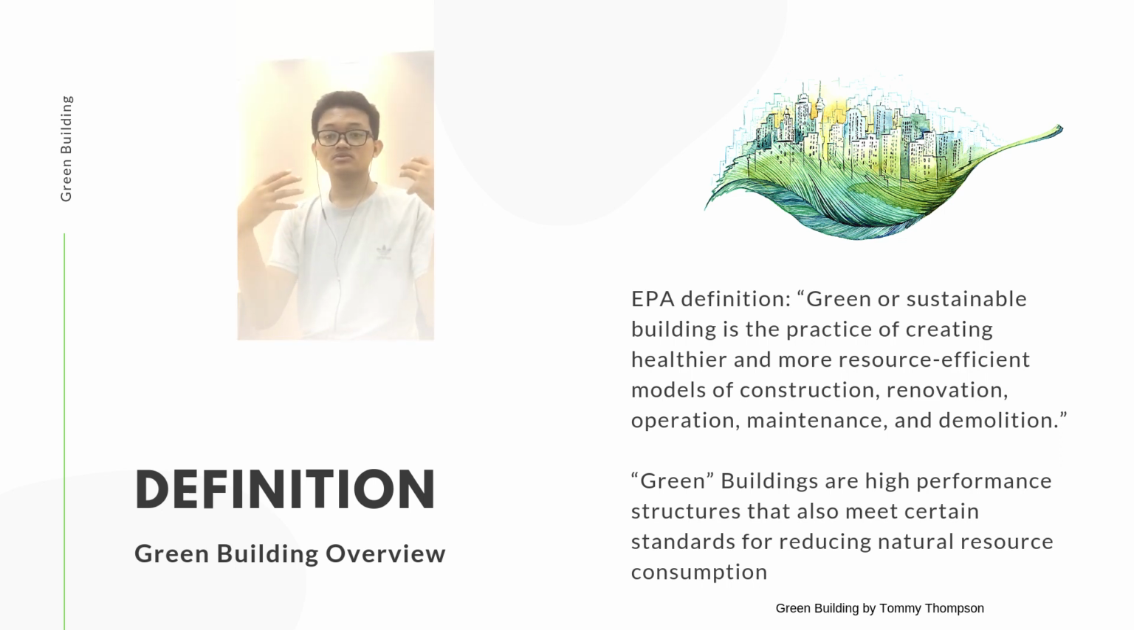Before we dive deeper into it, we need to know what the definition of green building is, right? And this is the definition of the green building itself. Based on the EPA definition, green or sustainable building is the practice of creating healthier and more resource-efficient models of construction, renovation, operation, maintenance, and demolition. And then, based on Tommy Thompson, green buildings are high performance structures. They also meet certain standards for reducing natural resource consumption.